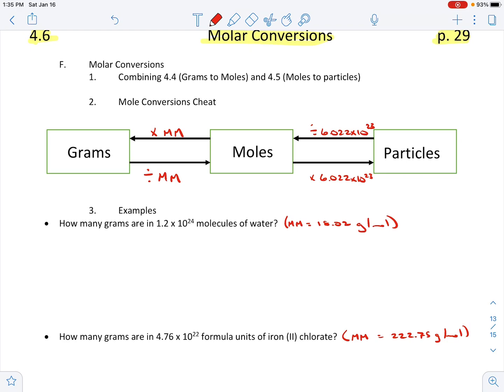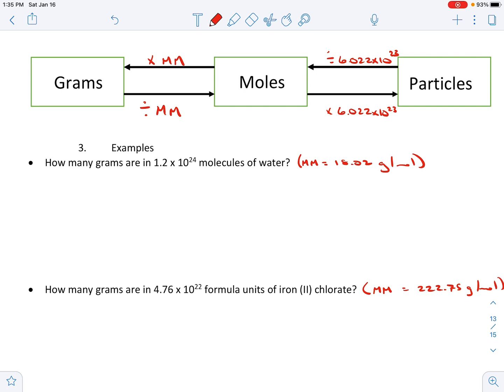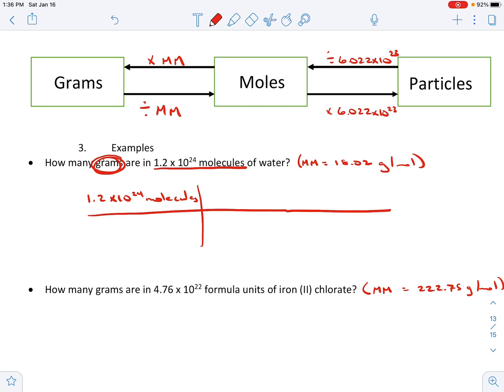I'm going to use the T-charts, but you can also use the T-charts and refer to this little table up above. So again, circling what we're looking for, grams, okay? And we have 1.2 times 10 to the 24th molecules of water. So on our T-chart, we're going to start with 1.2 times 10 to the 24th. And that's molecules, because water is a covalent compound. All right, awesome. So now we're at molecules. We're here on the right side, and we're trying to get to moles and then to grams.